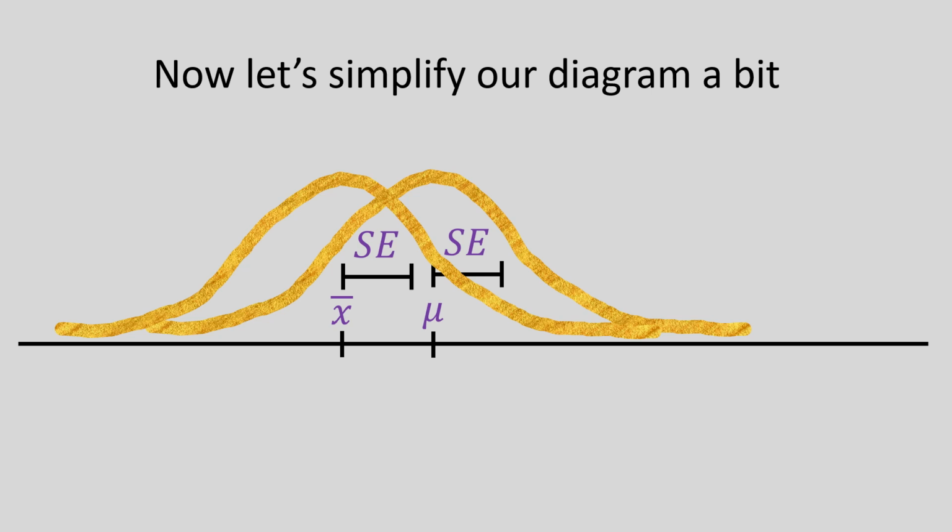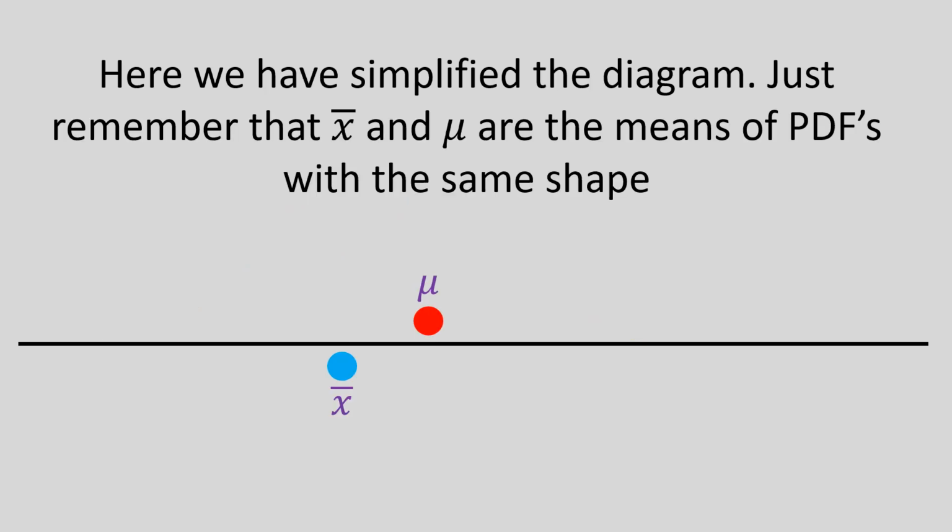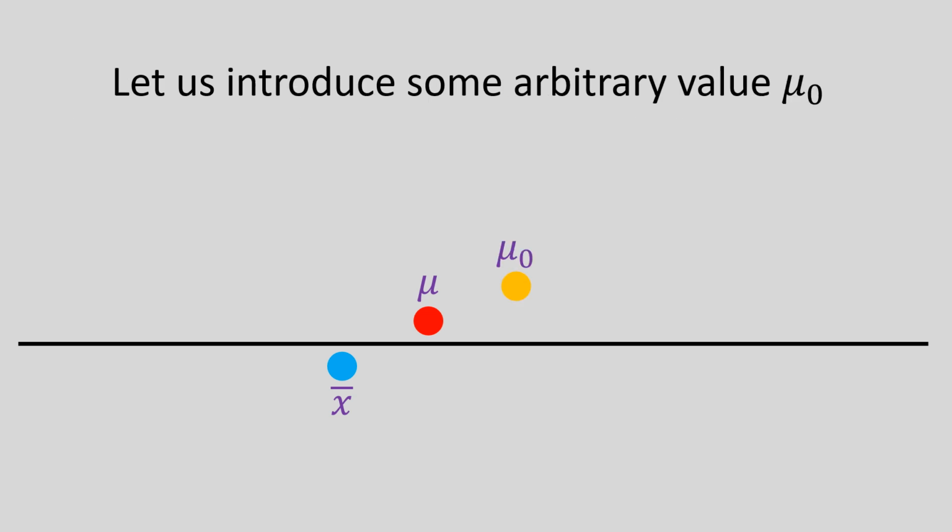Now let's simplify our diagram just a bit. Here we have simplified the diagram. Just remember that x bar and mu are the means of the PDFs with the same shape. Now let's introduce some arbitrary value, mu naught.